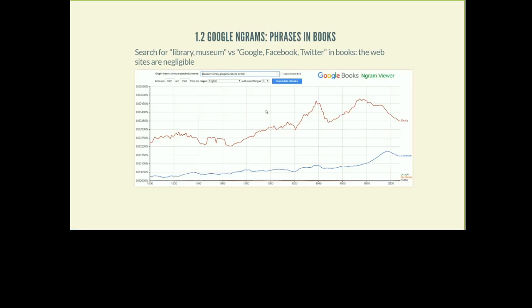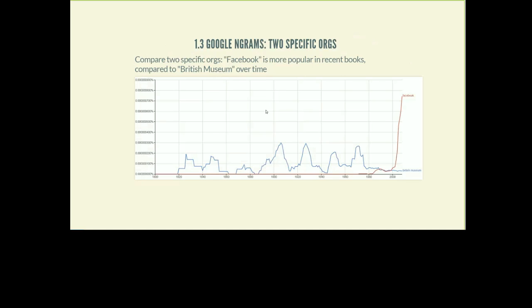Now let's take a look for a while at popularity. Here I have taken a chart from Google Ngrams, which shows phrases or words that appear in books by year of publication. You see that libraries and museums appear in books quite a lot more often than Google, Facebook, and other internet properties. But if we take a look at two specific institutions, say Facebook and the British Museum, we see that in recent years, interest in Facebook in books has spiked and has surpassed interest in the British Museum.